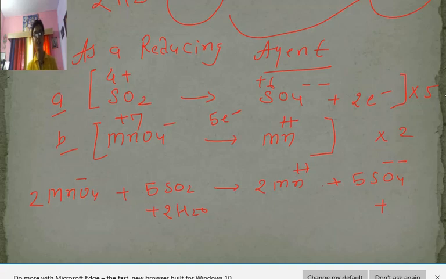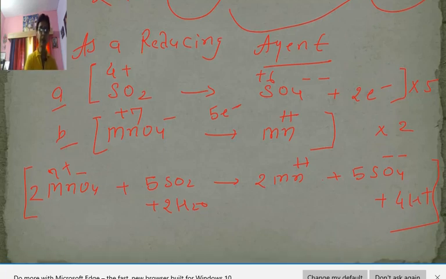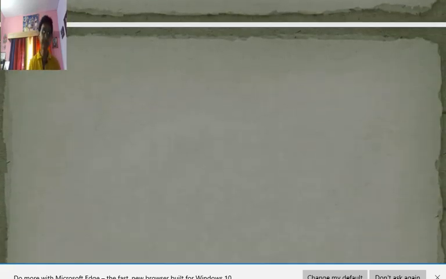The hydrogen on the left side is 4, but on the right side is 0. In acidic media, the hydrogen is balanced by hydrogen ions. That is the reducing nature of sulfur dioxide, whereas manganese heptavalent is reduced to manganese divalent. Again, in the case of sulfur dioxide SO2, tetravalent is oxidized to sulfate ions, hexavalent, releasing electrons only 2.